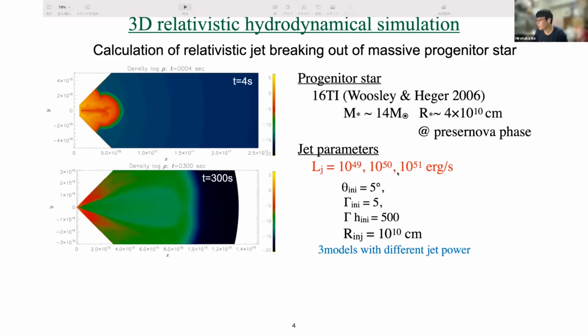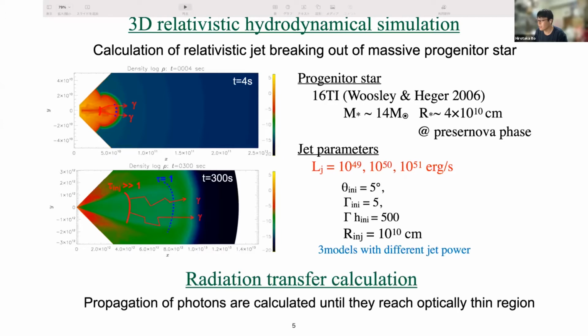Okay, so after solving the hydrodynamical simulation, as a post-process, we solve the radiation transfer using the Monte Carlo method. Initially, we inject the thermal photons deep below the photosphere, and we compute its transfer within the dynamically evolving jet until it is eventually released at the photosphere. So this is how we evaluate the photospheric emissions.